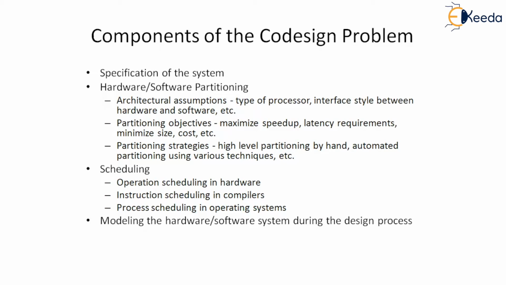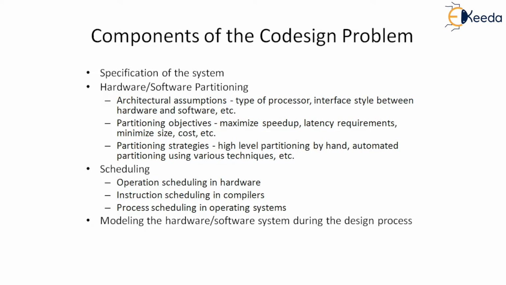There should be proper scheduling, that is operation scheduling in hardware, instruction scheduling in the compiler, and process scheduling in the operating system. They all are required while designing this co-design problem. And the last point is modeling the hardware and software system during the design process. Okay, so they all are the different components of the co-design problem which have to be taken into account.